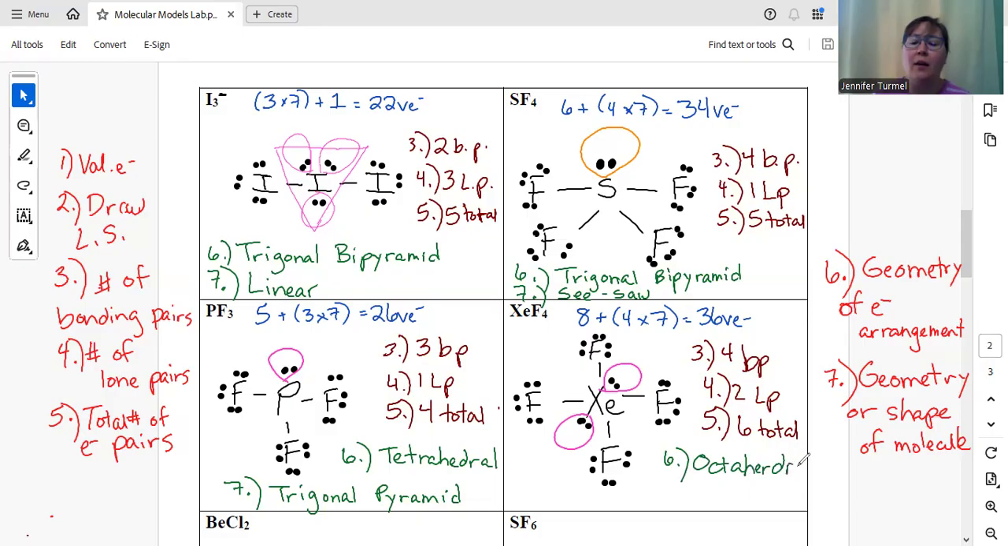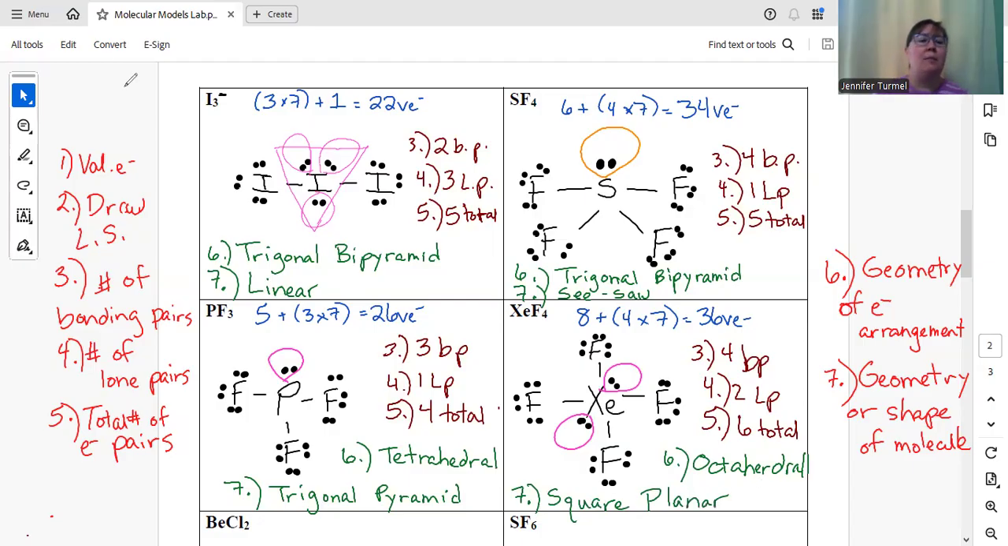You might be thinking, okay, well, why octahedral for 6? And the reason for that is because having the 6 points makes basically two halves of a 4-sided pyramid. So there are 8 faces on this. It's kind of tricky to imagine. But because we're missing these 2, our overall geometry or shape is square planar.